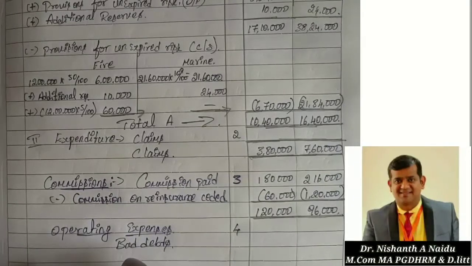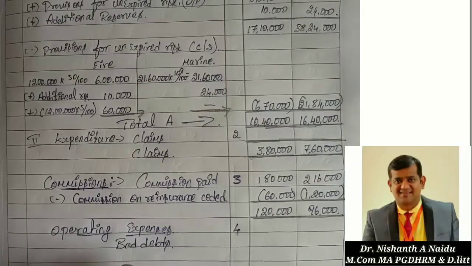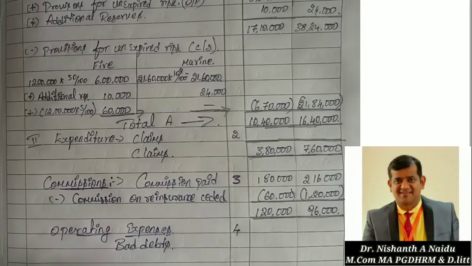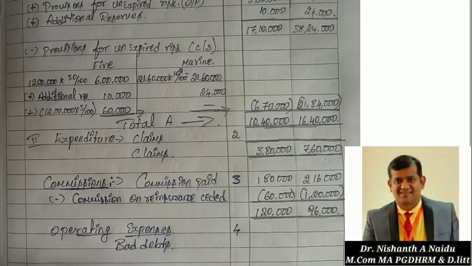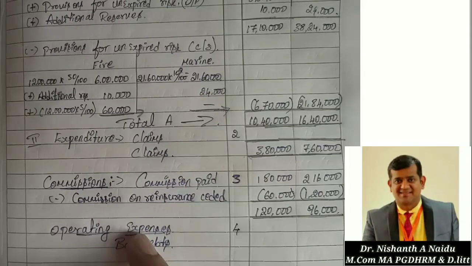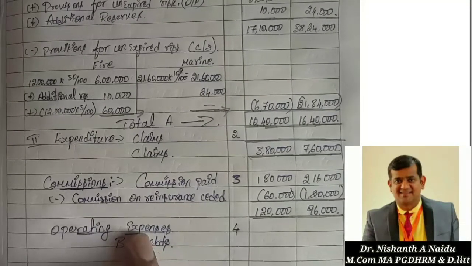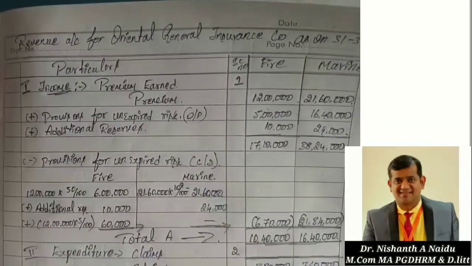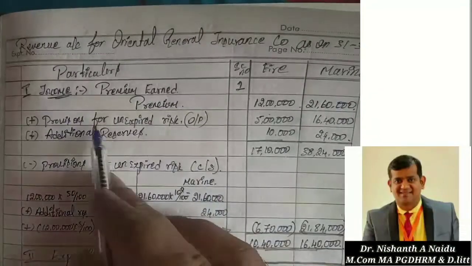I think additional reserve on fire is 1 lakh rupees. Bad debts is there in the problem, there was a confusion. So if I make that 1 lakh rupees there, it will become 18 lakh, so this becomes 38 lakh. I'm sorry, I have made a mistake here. Just now I saw the bad debts word. We are not supposed to consider it.